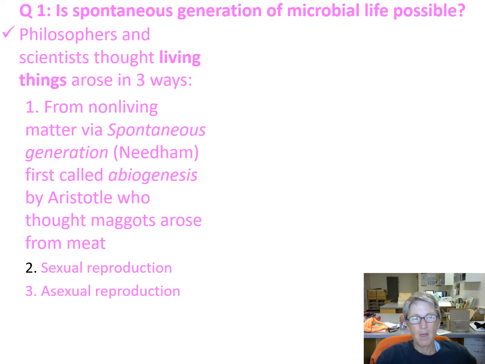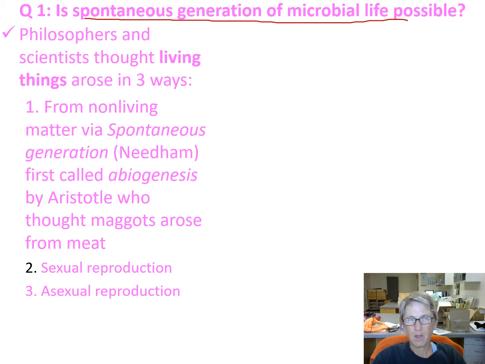So we talked about the 4 questions in the overview, the previous video. The scientists were asking 4 important questions in the golden age. And the first question was, is spontaneous generation of microbial life possible? So spontaneous generation just means living things could just come out of nowhere from non-living matter. So something living could come off of a brick, for example.